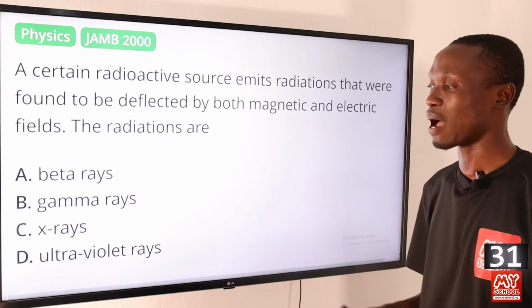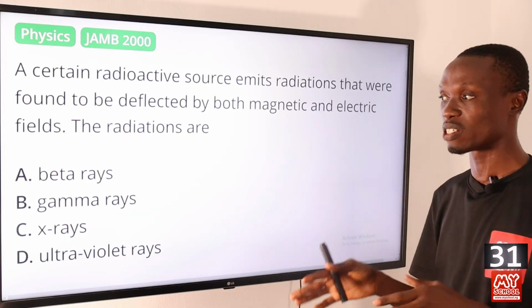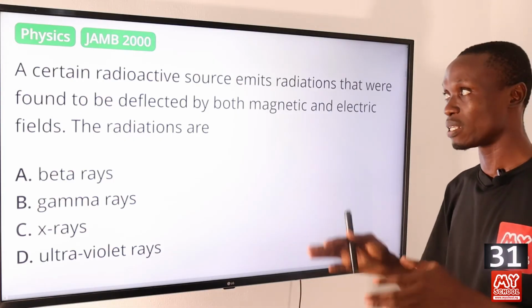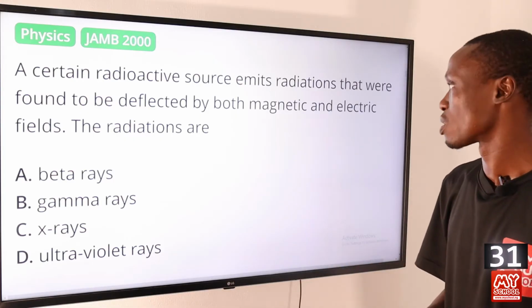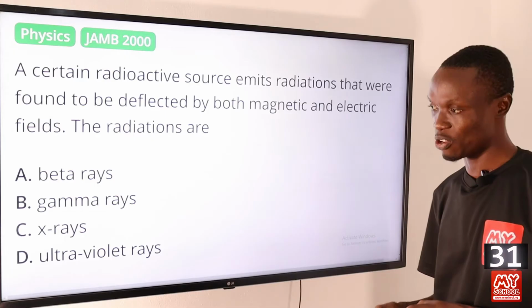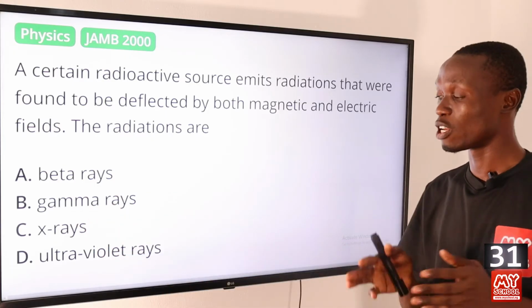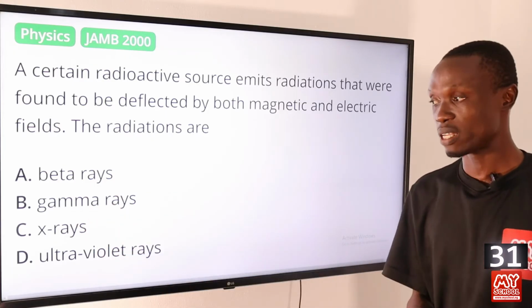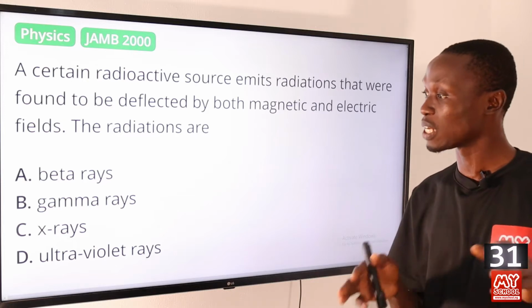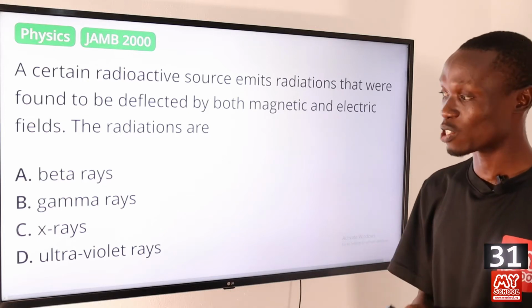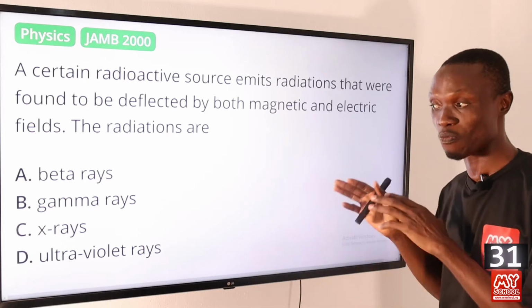Then B are high energy electromagnetic waves and are neutral, meaning that they are not deflected by both magnetic and electric field. X-rays are electromagnetic waves of short wavelengths. They are produced when a fast-moving electron strikes a mass of heavy atoms such as those of metals.